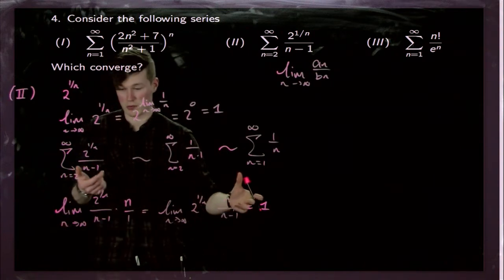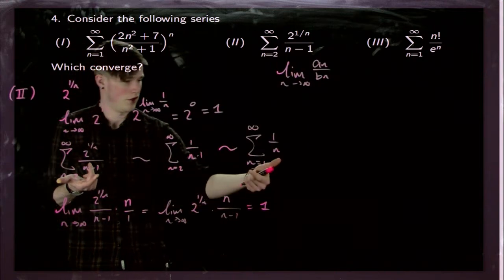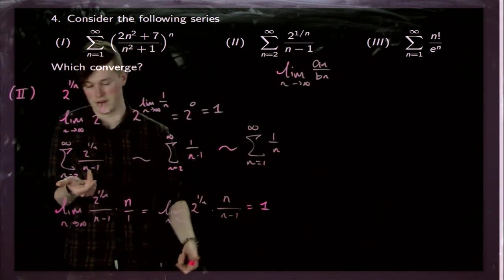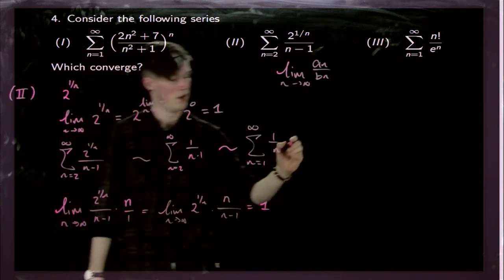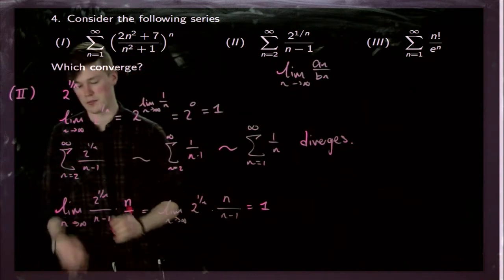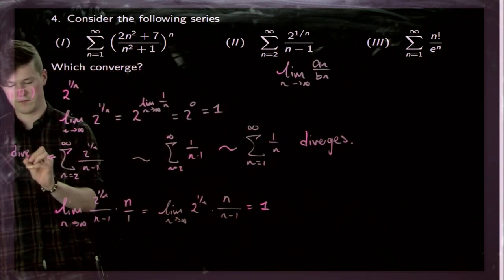Now by the limit comparison test, this series converges or diverges if the other converges or diverges. So if that converges, then this converges, and if that diverges, then this diverges. We know by the p-test that the comparison series diverges. So hence, by the limit comparison test, this series diverges.